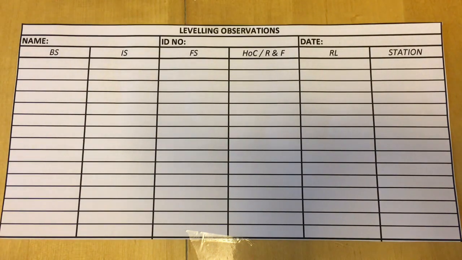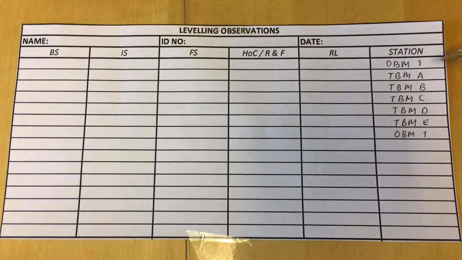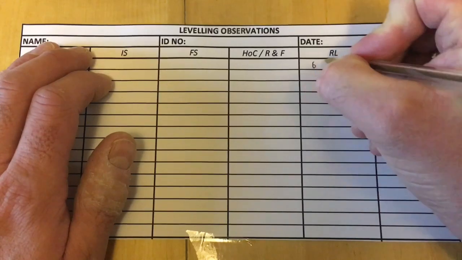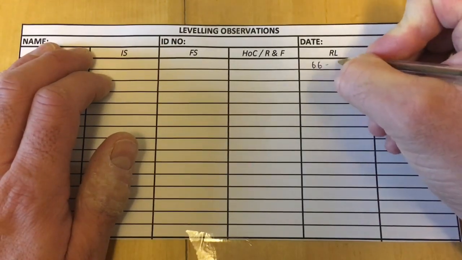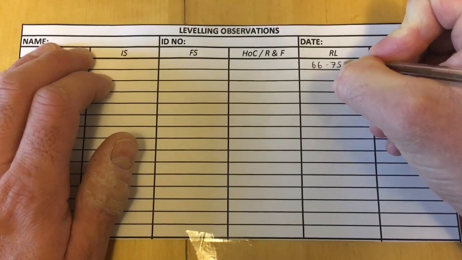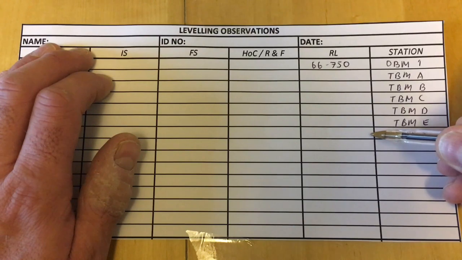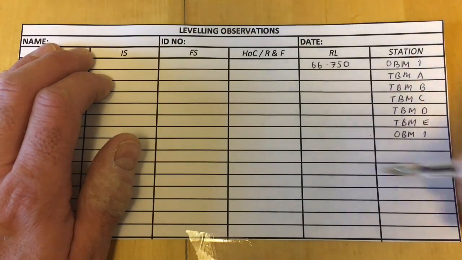It's good practice to start the booking sheet with your stations, starting with OBM1, listing the temporary benchmarks, and finally back onto the OBM1 station. We know from the question that the reduced level of OBM1 is 66.750 metres above ordnance datum, and we can put this in to start with. Notice how I leave the last OBM1 reduced level blank, because we're finally going to use this as a double check.